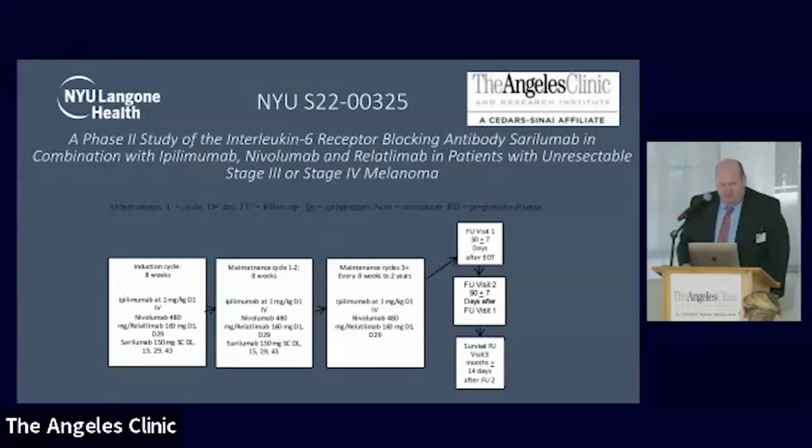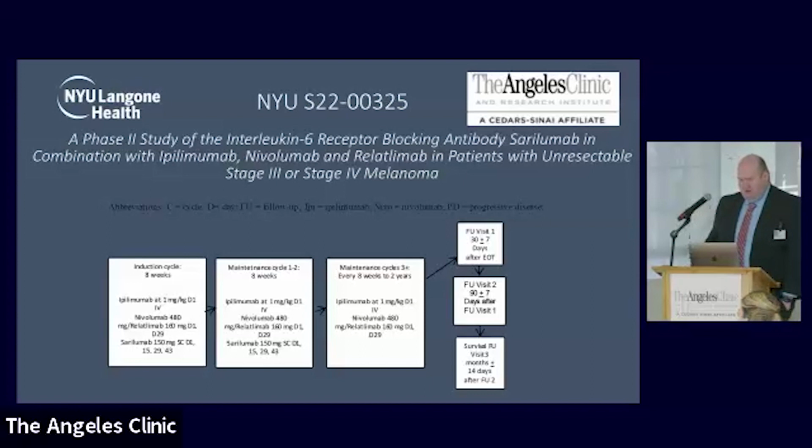Another combination that we're excited about here at the Angeles Clinic that's enrolling uses sirolimus. This is an IL-6 receptor blocking antibody. This trial is used in combination with nivo and ipi in unresectable and metastatic melanomas.